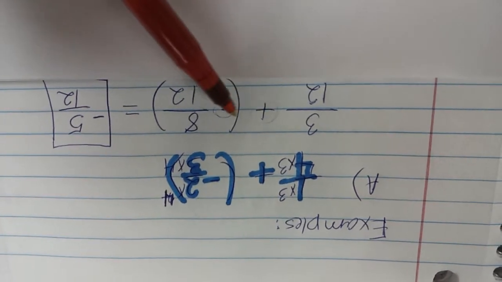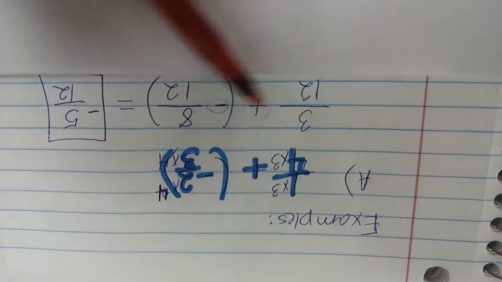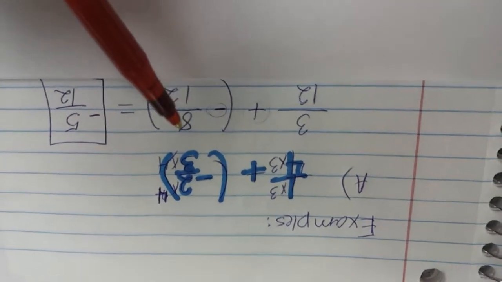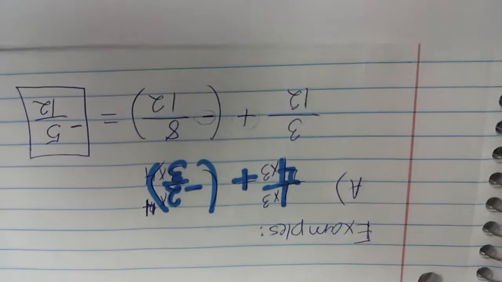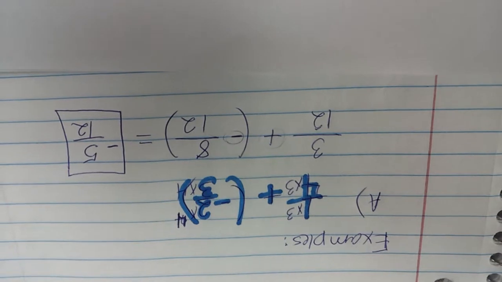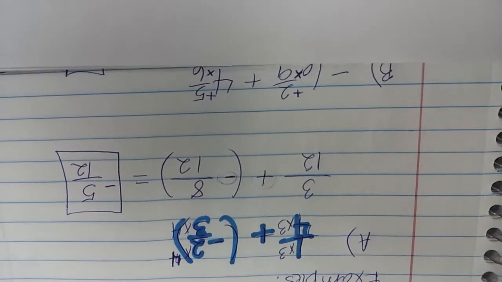I'm adding with different signs, positive and a negative, which means I subtract. 8 minus 3 is 5. And I keep the negative sign because the 8 has a greater absolute value than the 3. Notice how nice and neat my work is, especially the first time I did it. That's what I would like your work to be like today.